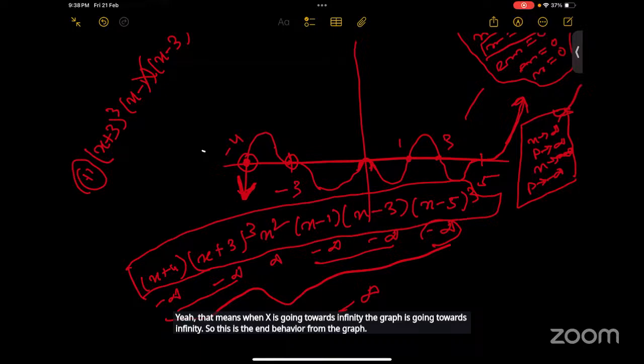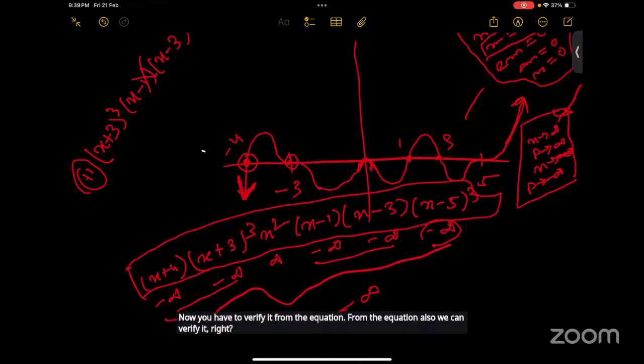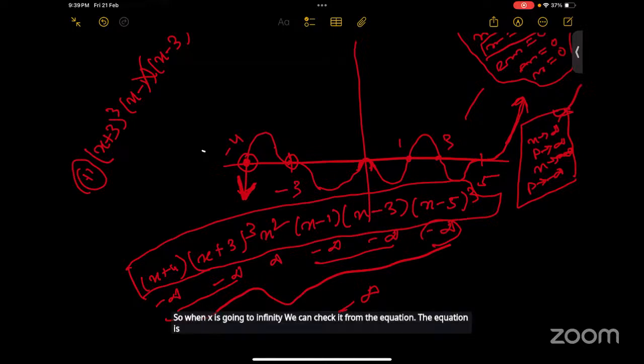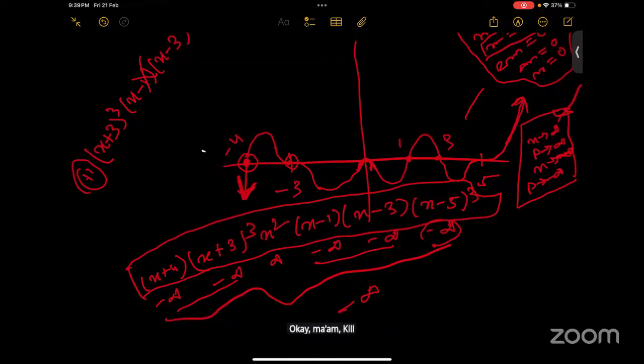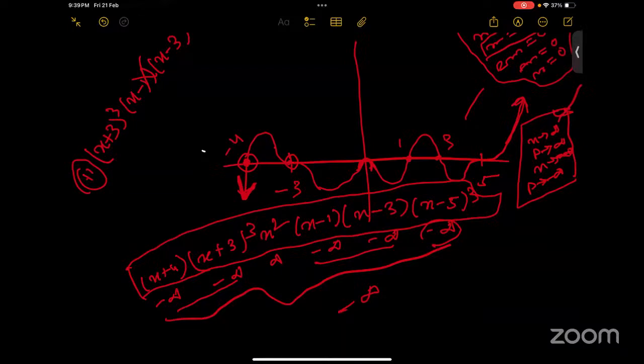Now you have to verify it from the equation. From the equation also we can verify it, right? When x is going to infinity, the equation is also going to infinity. And if x is going to minus infinity, the equation is also going to minus infinity, right? Okay, ma'am, clear. Thank you. So the coefficient we have to take such that, because the equation and graph are basically the same, they should satisfy the end behavior. That means the end behavior should be the same pictorially or equation-wise, right? Yes, ma'am.